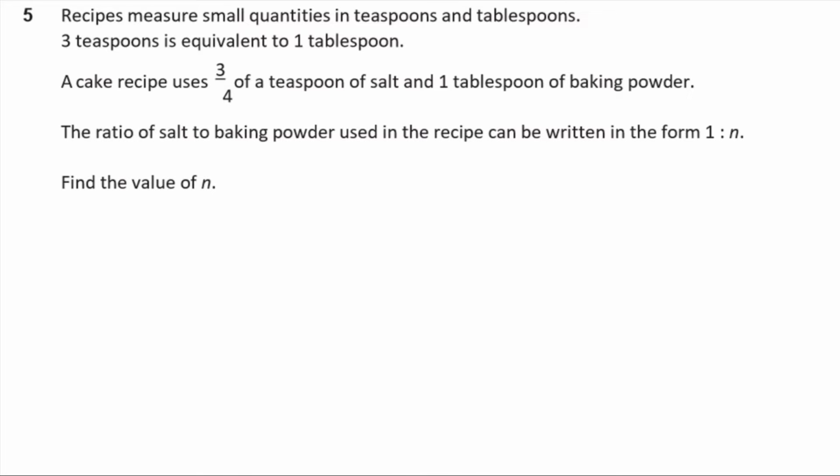Okay. Right, so what we've got, 3/4 of a teaspoon of salt to 1 tablespoon of baking powder. So as a ratio then, salt to baking powder. On the left, I'm going to have 3/4 because I've got 3/4 of a teaspoon. So that's the one that goes there. Look. Now on the other side, I've got this 1 tablespoon, but I need to get them in the same units before I can put them into a ratio. So I'm going to use the fact that 3 teaspoons is 1 tablespoon to replace that then with 3 teaspoons.